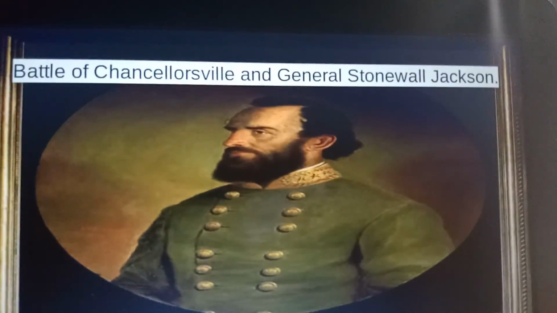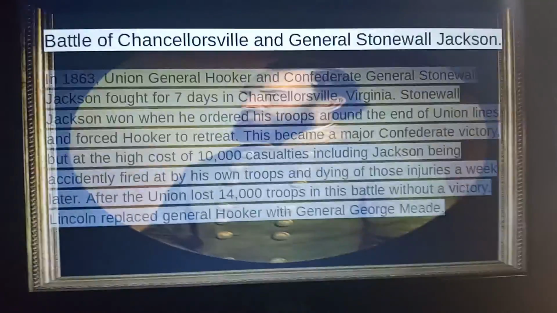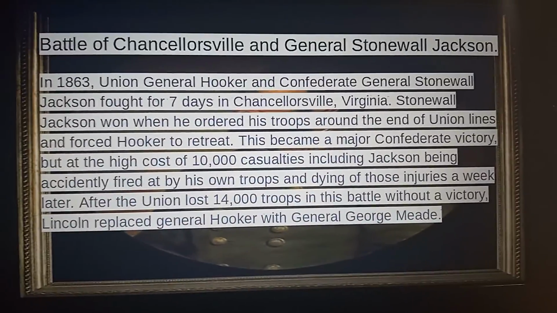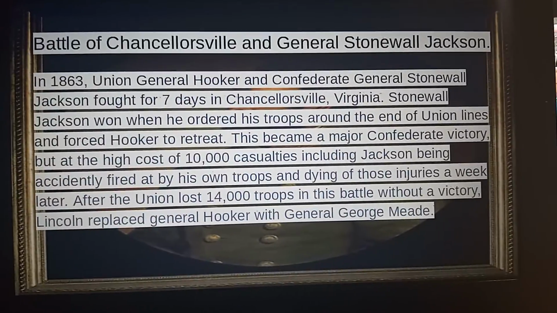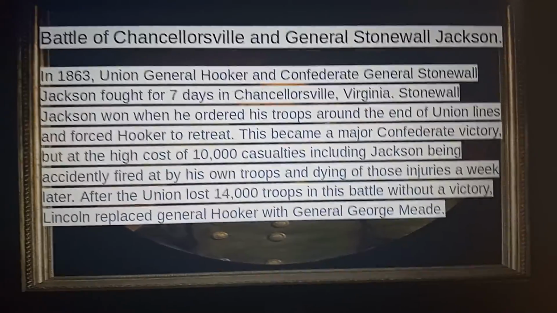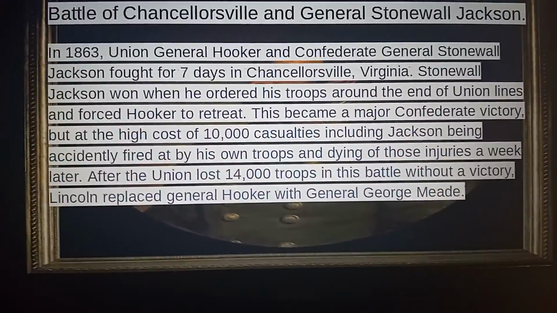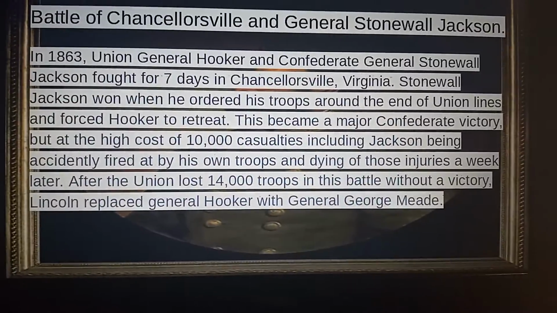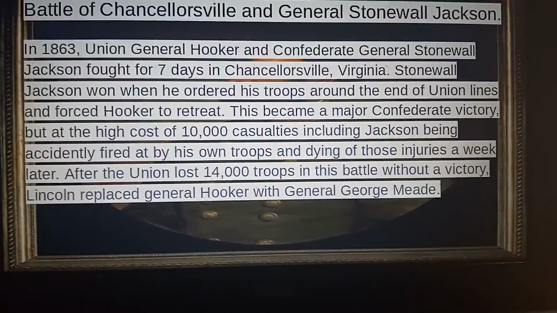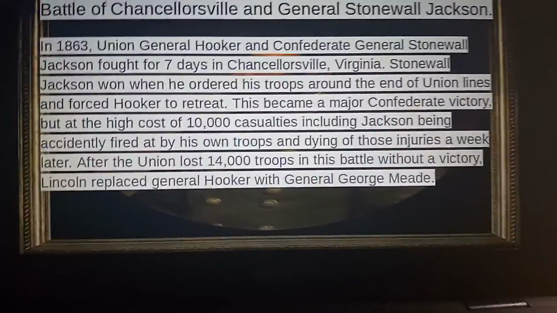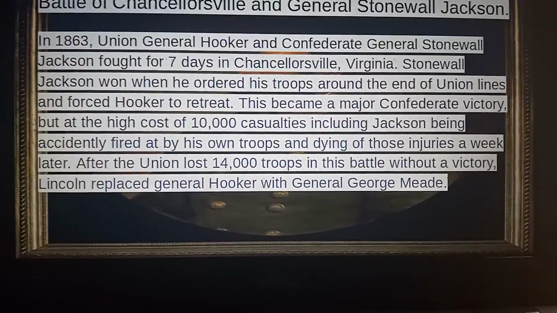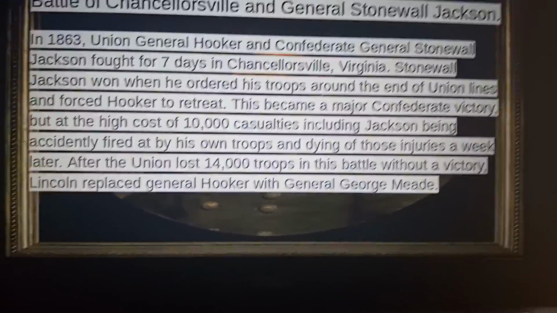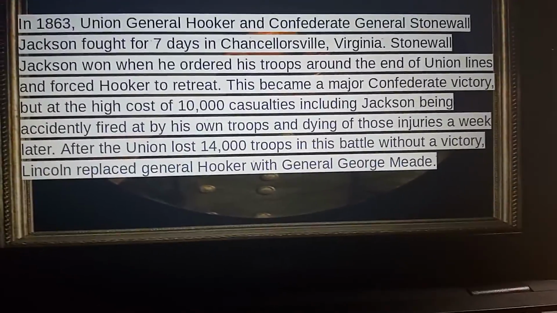Battle of Chancellorsville and General Stonewall Jackson. In 1863, Union General Hooker and Confederate General Stonewall Jackson fought for 7 days in Chancellorsville, Virginia. Stonewall Jackson won when he ordered his troops around the end of Union lines and forced Hooker to retreat. This became a major Confederate victory, but at the high cost of 10,000 casualties, including Jackson being accidentally fired at by his own troops and dying of those injuries a week later.